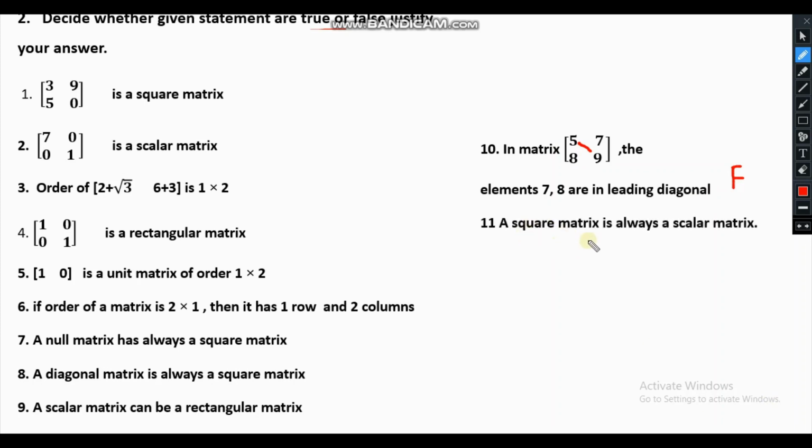So a square matrix is always a scalar matrix. So we know that a square matrix is of order 2 by 2, so it's 2 rows and 2 columns. So is a square matrix always a scalar matrix? No, so this is false.